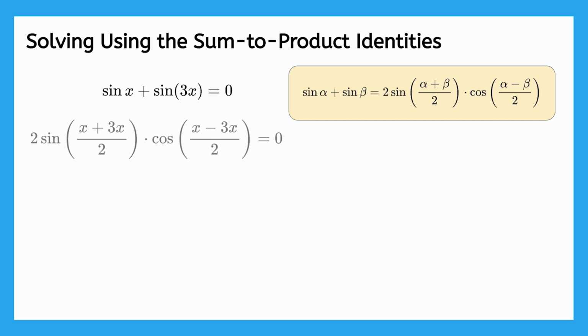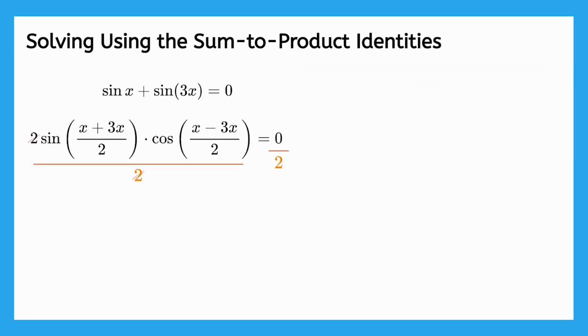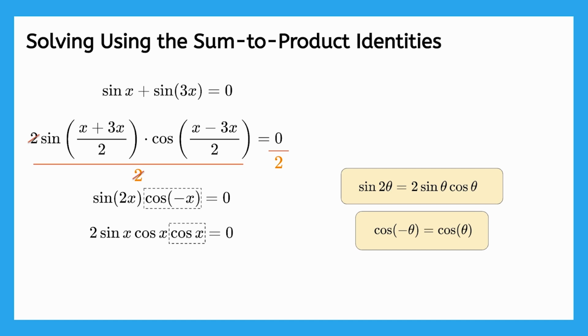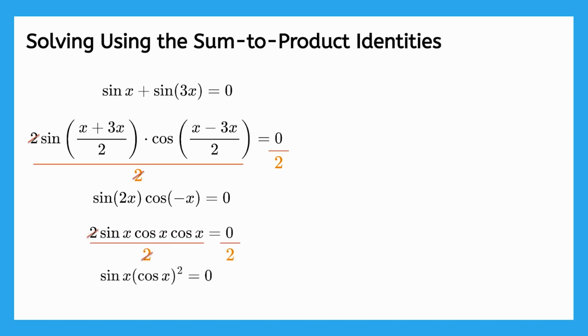After rewriting using the sum to product identity, we can divide both sides by 2 and further simplify within the parentheses. We can further expand the left side using the double angle identity for sine and the even-odd identity for cosine. Then simplify a bit more to get sine of x times cosine of x squared equals 0. Great job so far!